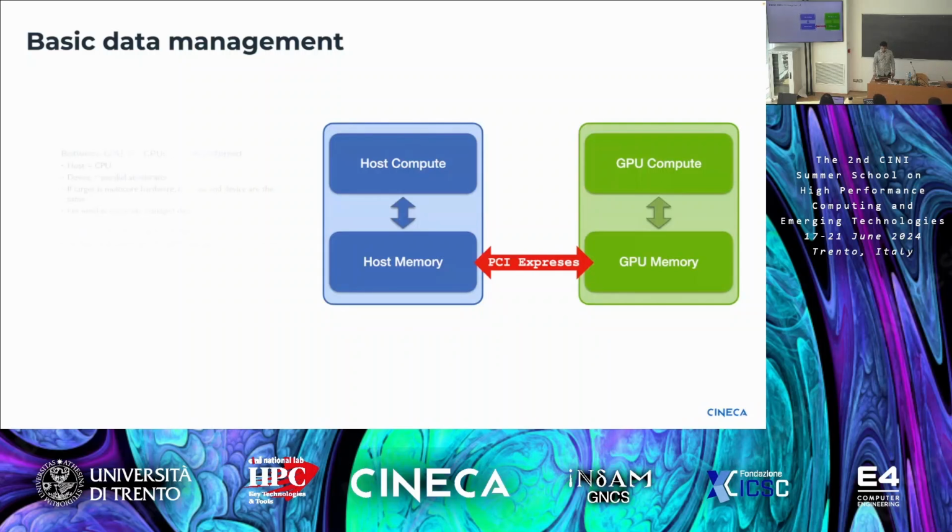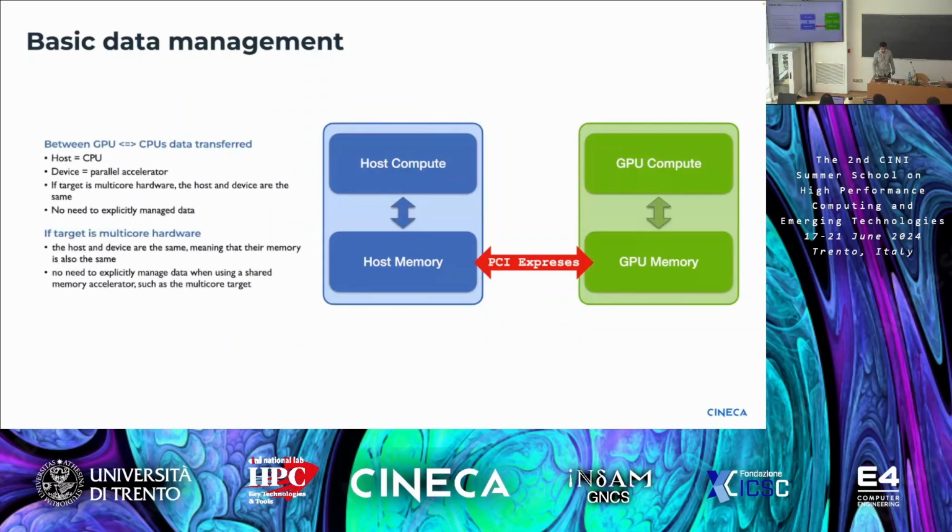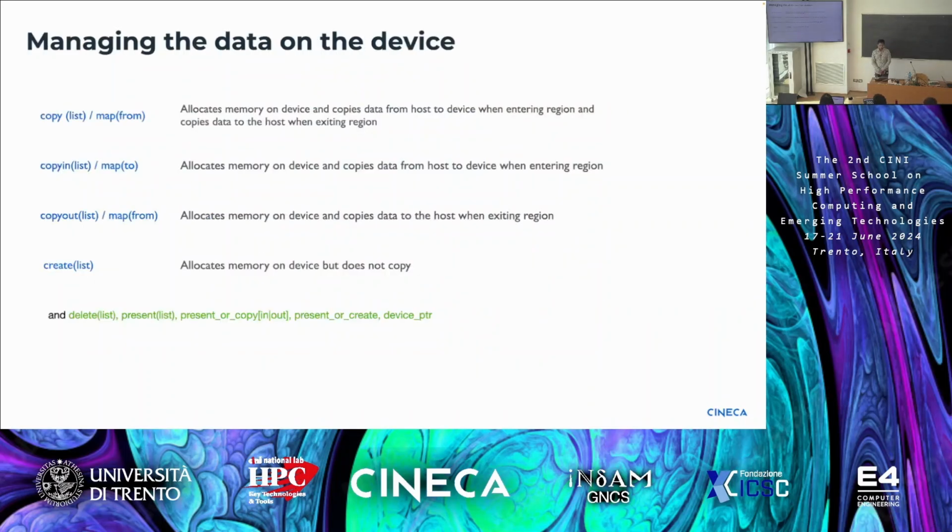So this is what you have seen before. Not going to repeat myself. So how do you manage the data in OpenACC? Just like this. Copy in. Copy means you can allocate memory on the device, copy something host to device, and move data host to device. So this can do both.